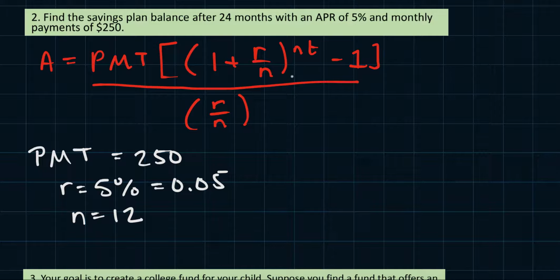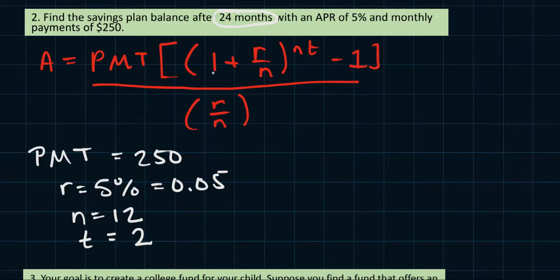We need to be very careful here because this is a trick. They say T is 24 months. Remember, I told you that we give time in years. So T is going to be 2, because 24 months, there's 12 months in a year, so that's 2 years.